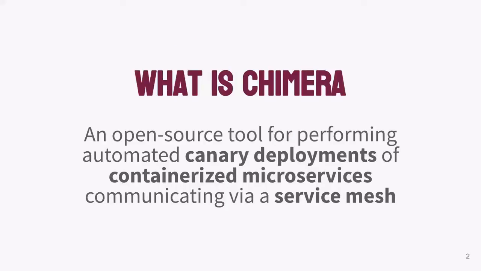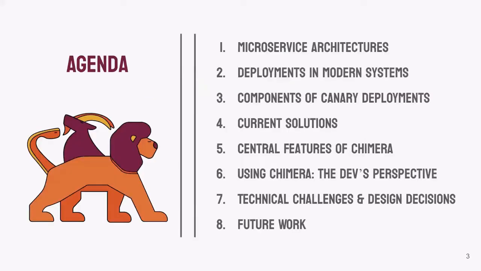Chimera is an open source tool for performing automated canary deployments of containerized microservices that communicate via a service mesh. In this presentation, I'm going to start off by giving just a quick breakdown of microservice architectures, and then I'll take a look at what deployments look like in these type of systems before going deeper into canary deployments specifically. I'll then pass it along to Wes, who's going to talk about some potential solutions that containerized microservices can use to perform canary deployments, and then to talk about what makes Chimera unique amongst those options.